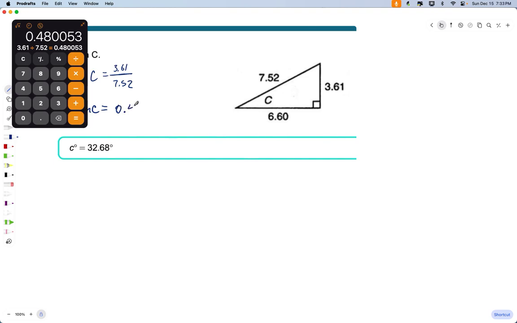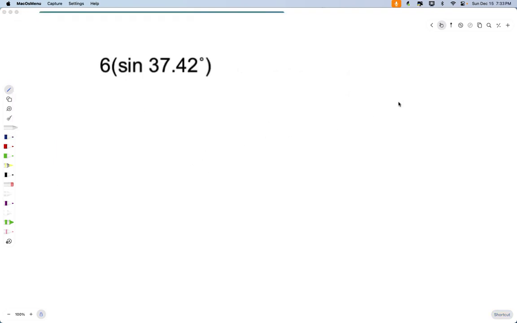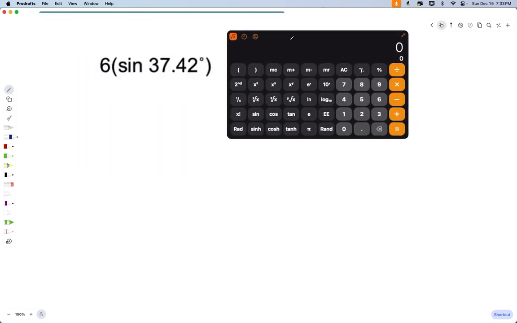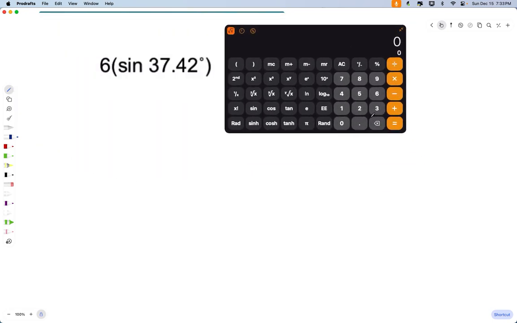All right, for this one, it's pretty straightforward. We can do all of it on the calculator. So we've got 6 times the sine of 37.42 degrees. So let's get our big calculator out. So we're going to put in 37.42 degrees, and we're going to ask for the sine of that.